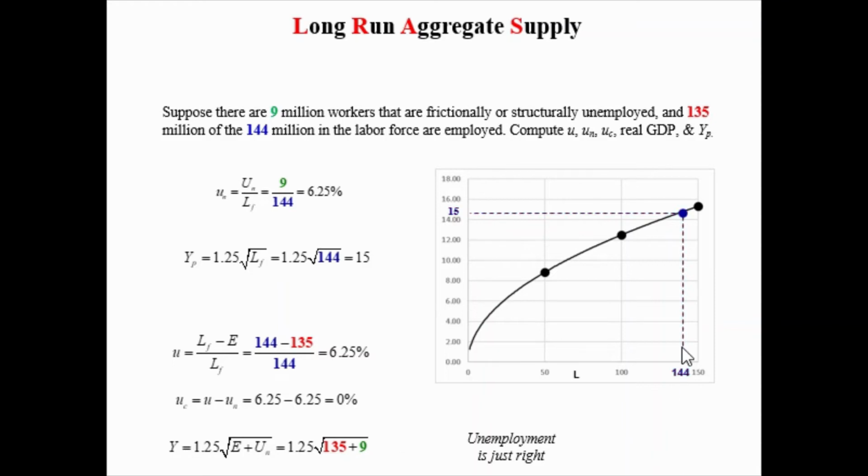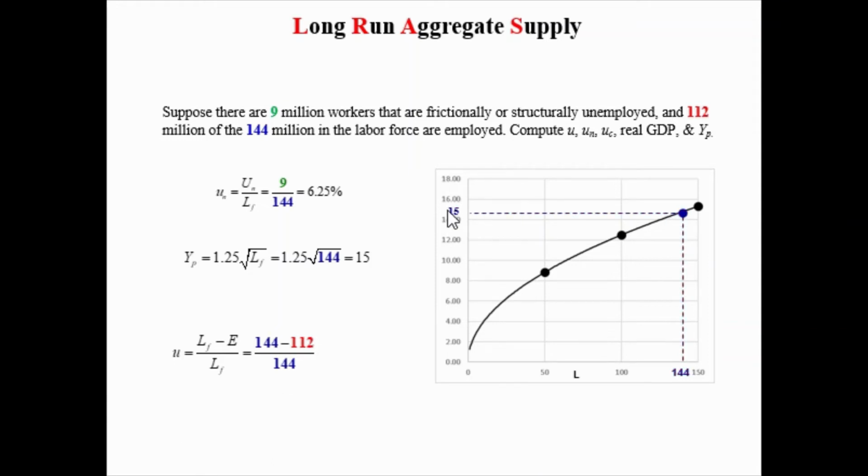See that? The effective number of laborers is 144 million. We're at the same point, and GDP is equal to potential. Okay, so this is a situation where policymakers want us to be. We're on the production possibility frontier.